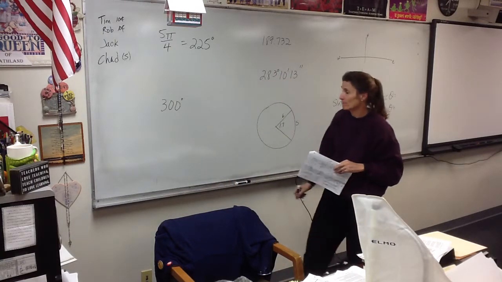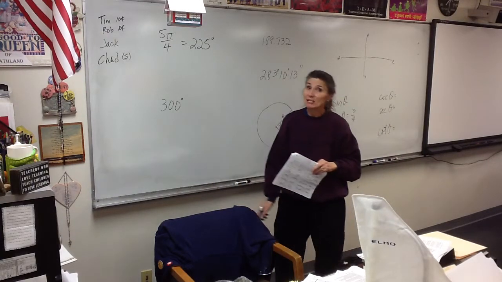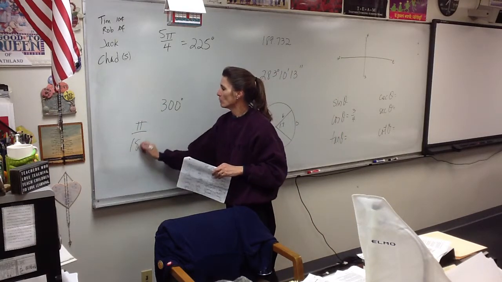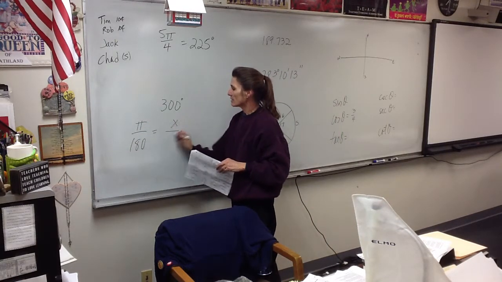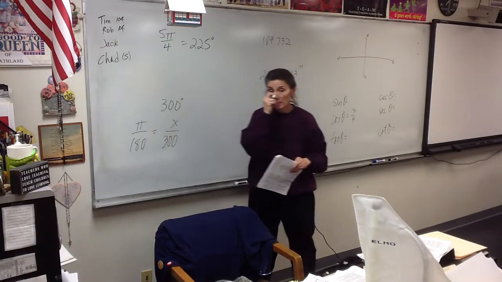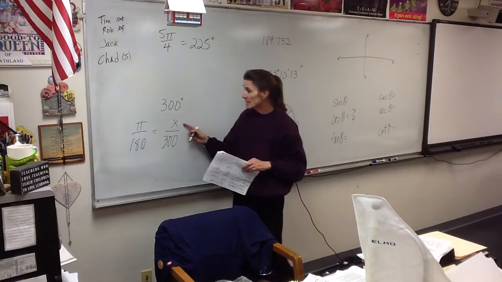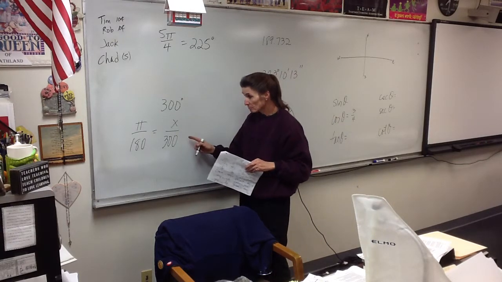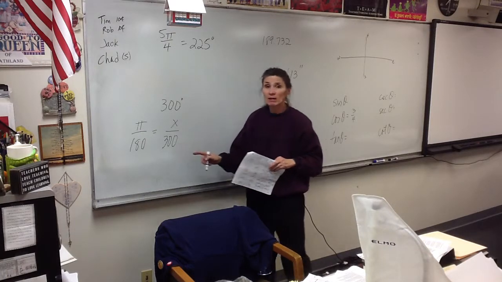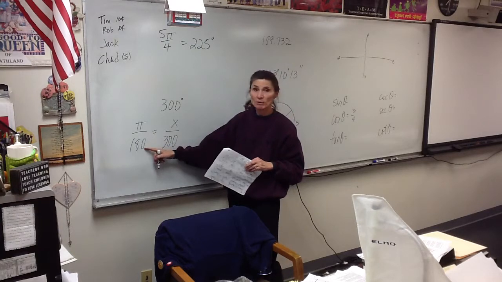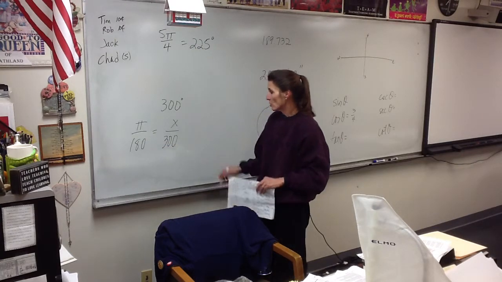We're moving on. Now we're going to change this one into radians. So we'll set up our proportion. Pi over 180 equals x over 300. Now, pi over 180 always stays the same. Sometimes the x goes on top, sometimes on the bottom. This time, clearly on the bottom, because this is a degree measure, and it has to match up with that degree measure.